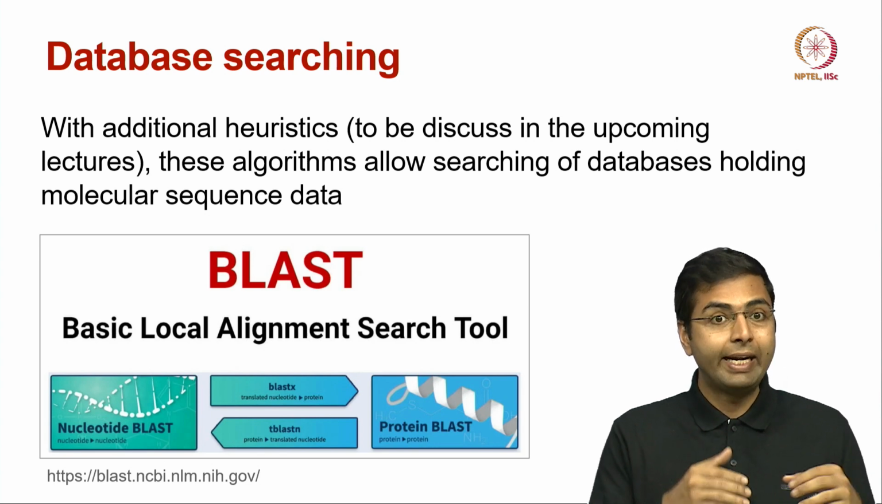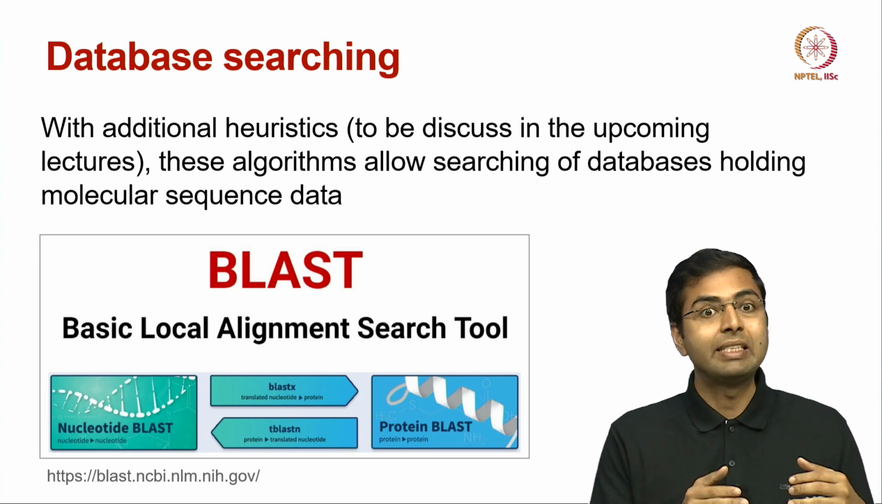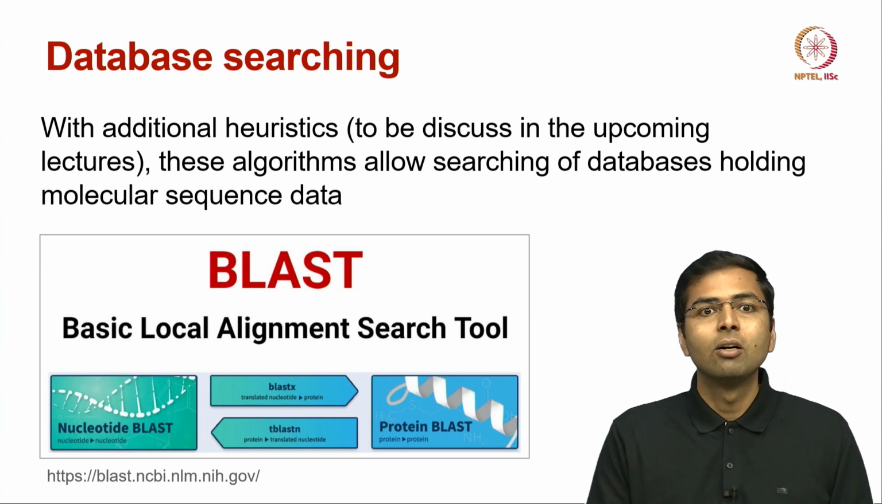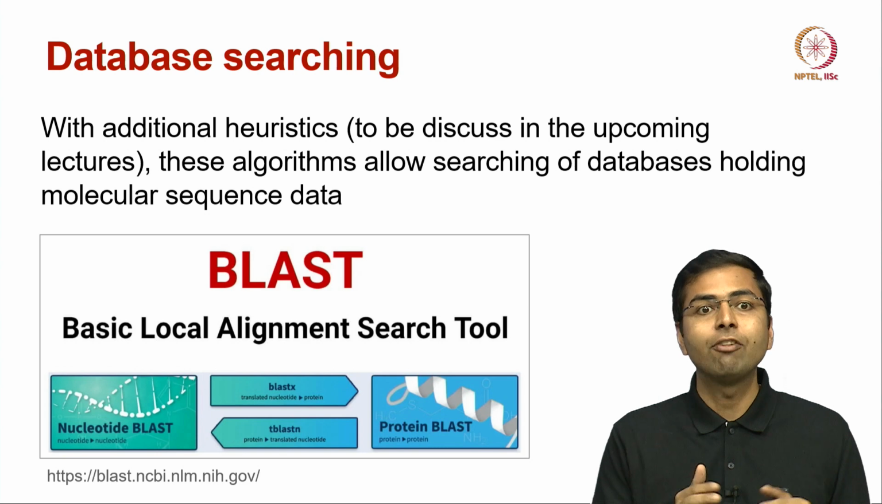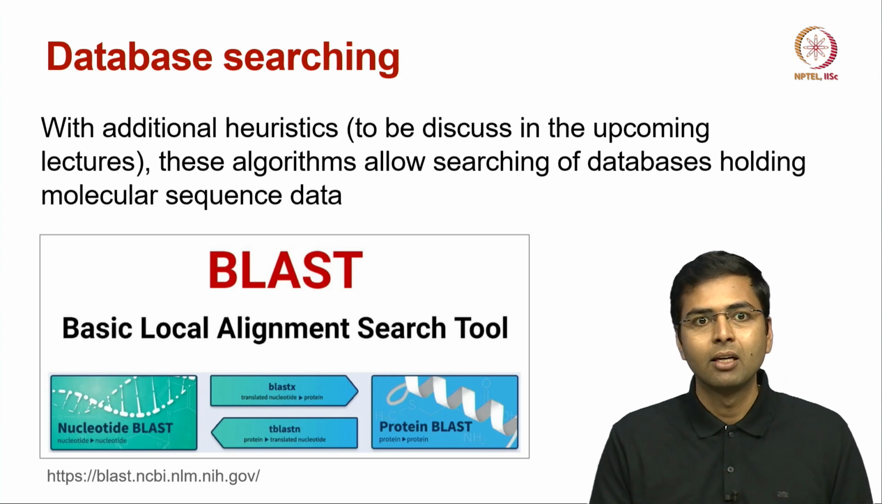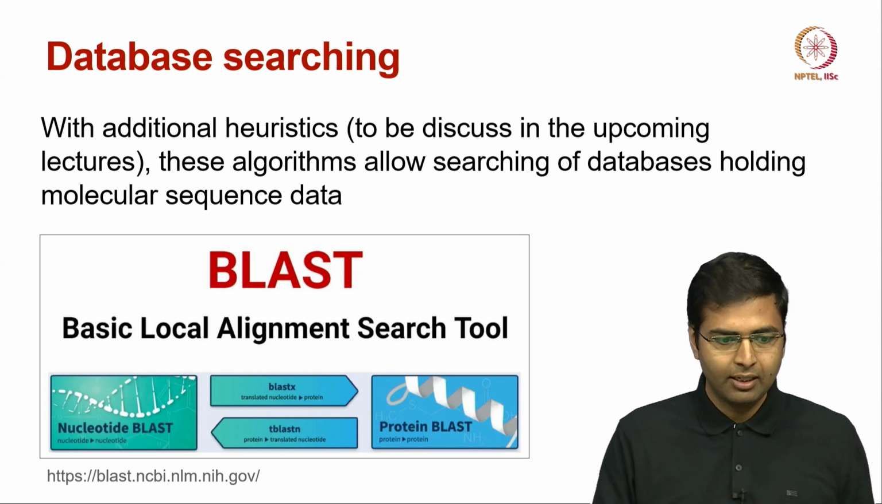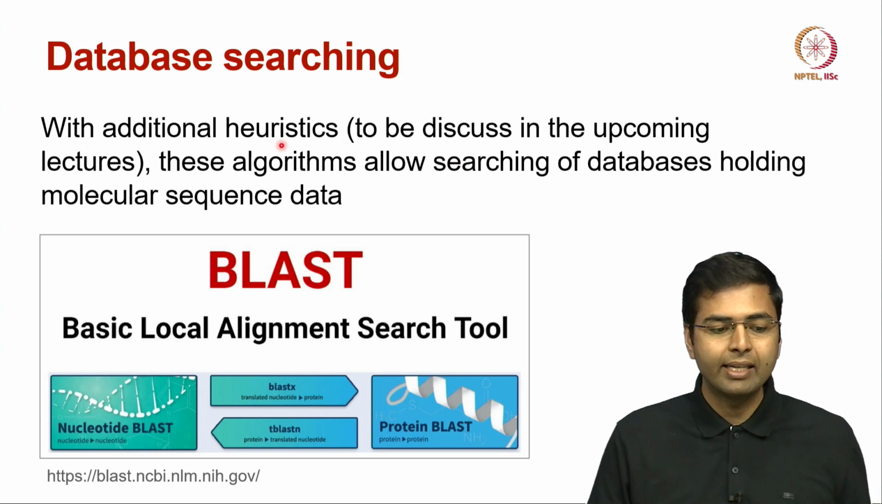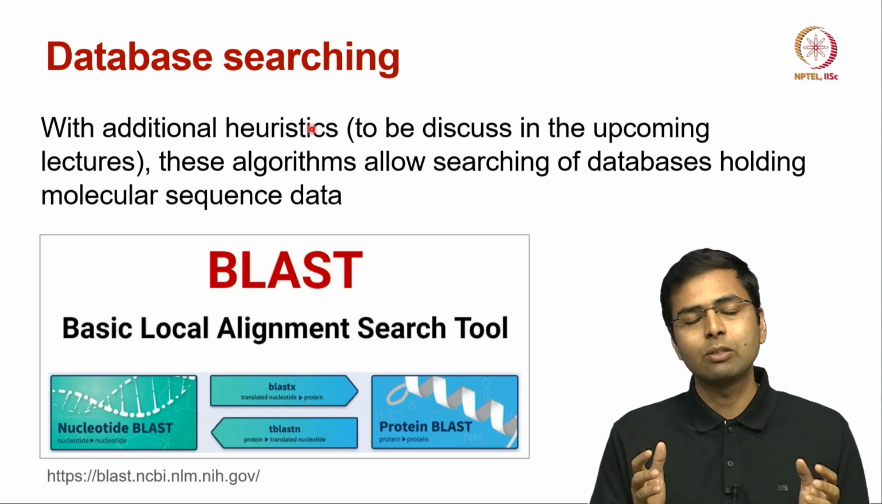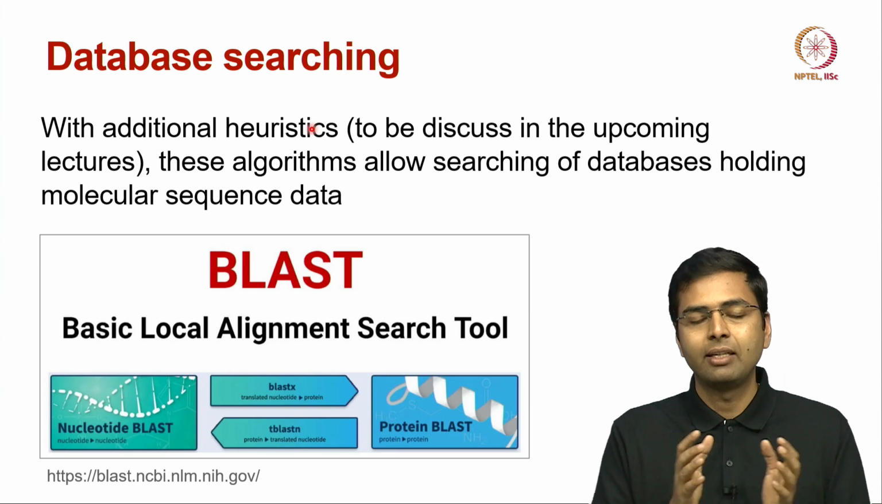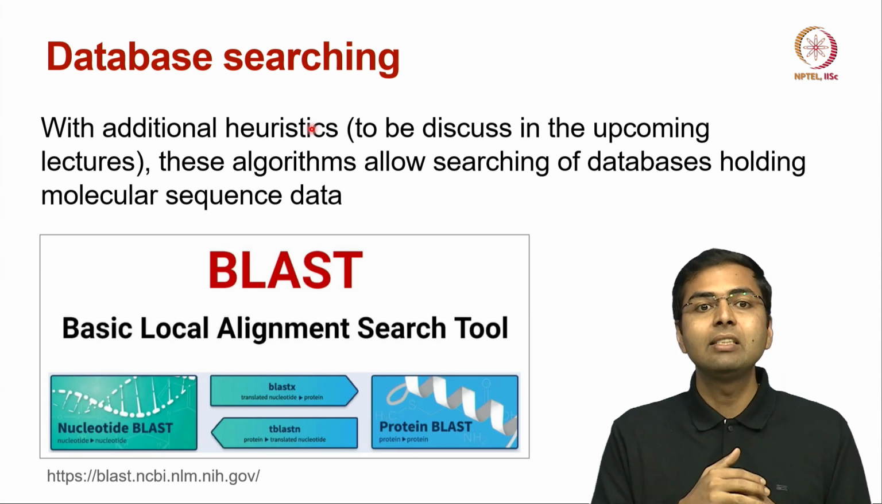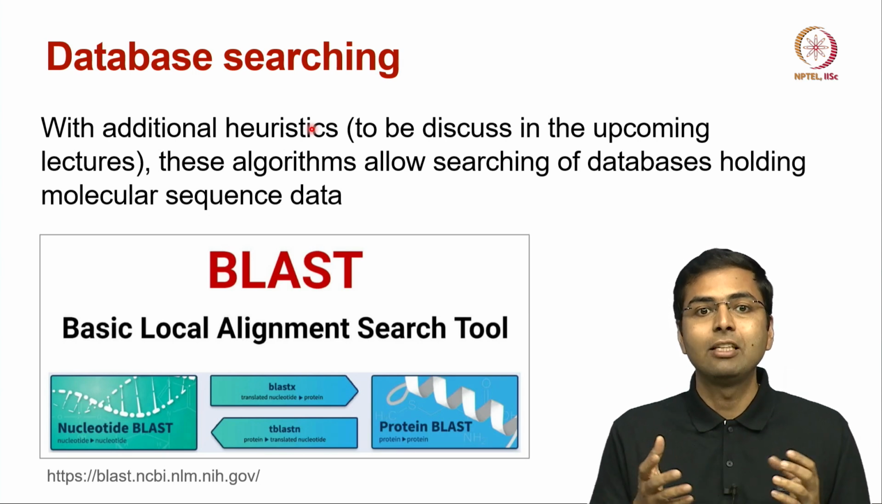With the help of additional heuristics on top of these dynamic programming algorithms, we can now do searching in large databases which have molecular sequencing data. These heuristics that allow us to scale to large databases will be looked at in the next module of this course. With these heuristics, we can scale these alignment algorithms to large databases which have trillions or even petabases of data.